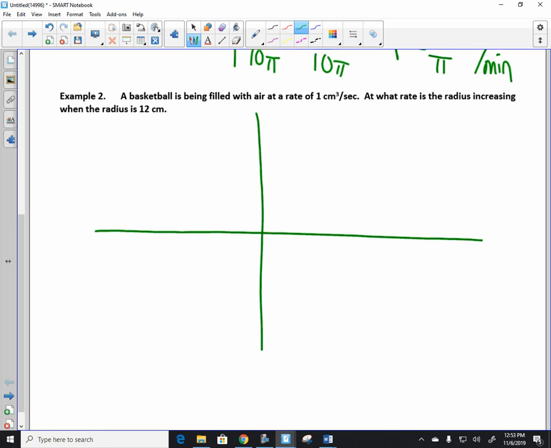Okay, basketball. Well, what's different about this one? It's not a circle, it's a sphere. It's my best shot at a sphere. Sydney thinks I have a horrible sphere.